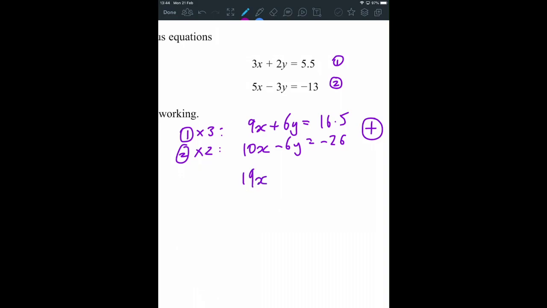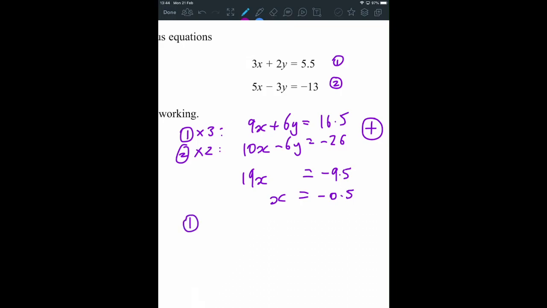I'm a little cautious because these are not pleasant numbers, and that might be unpleasant. I'm dividing by 19, but my calculator tells me not to worry at all, and it comes out as negative a half, quite clean actually. I now need to find y.